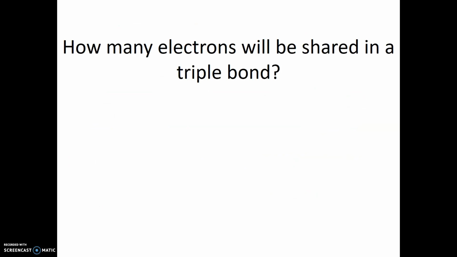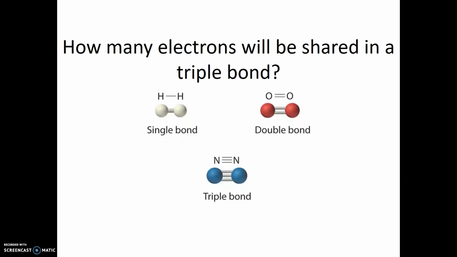So how many electrons will be shared in a triple bond? Well, we already know in a single bond we have 2 electrons being shared. In a double bond we have 4 electrons being shared. And as you are all geniuses, I'm sure that you can figure out the pattern here: in a triple bond we're going to be sharing 6 electrons.